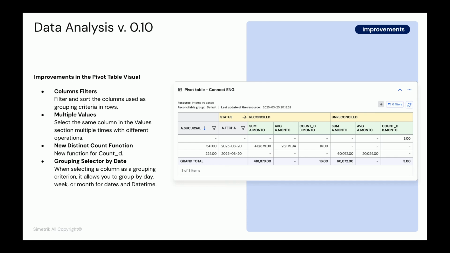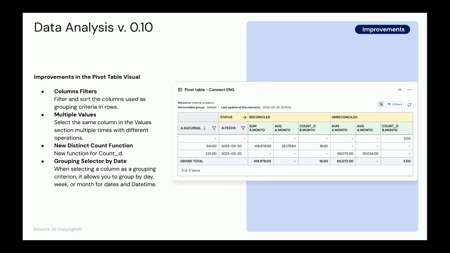The third improvement we have is a new operation, also in the values section, called countdown. This operation will let you see the number of distinct values in that column. For instance, if you select a franchise column and apply this operation, and there are 4 different franchises in the data, it will show you the number of unique records the system finds.